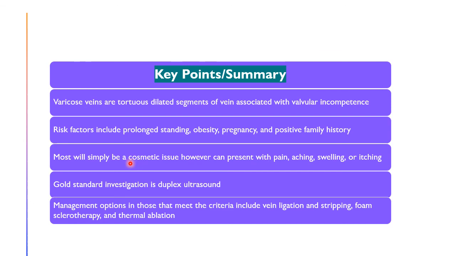conservative or surgical. The gold standard investigation for varicose veins these days is duplex ultrasound. Management options for those who meet the criteria or need surgery include vein ligation and stripping, foam sclerotherapy, and thermal ablation. So these are the 5 takeaway points about varicose veins after this short lecture.